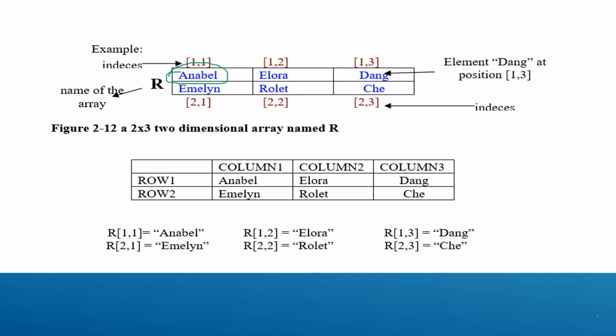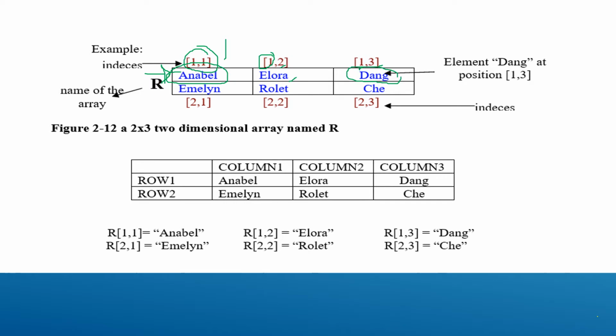Annabelle is stored at row 1, column 1. That's why we have here the index 1, 1, or sub 1, sub 1. And then the next element is Laura, stored at row 1, same row, but different column, column 2. And then the next element is stored at row 1, column 3. We are pertaining to the element Dang.